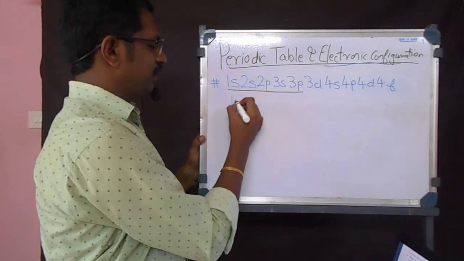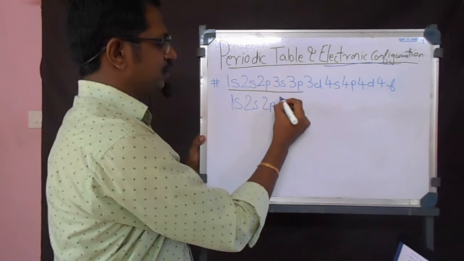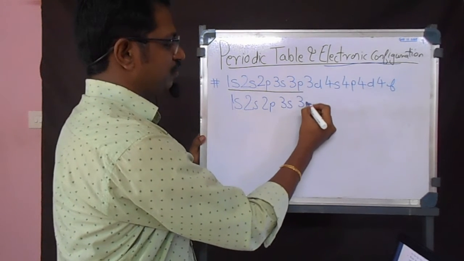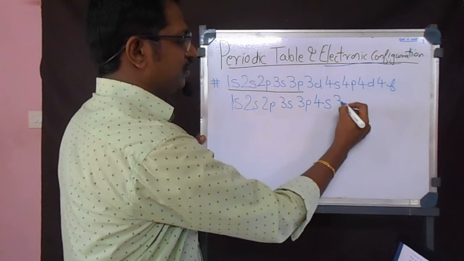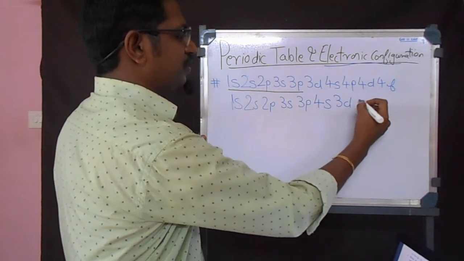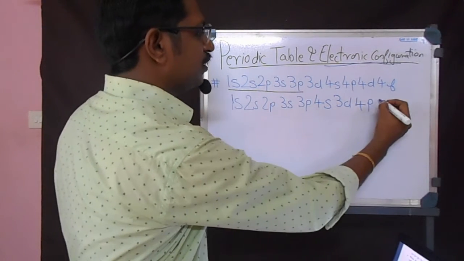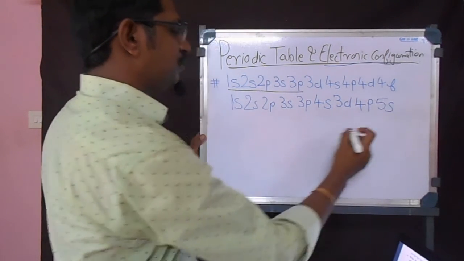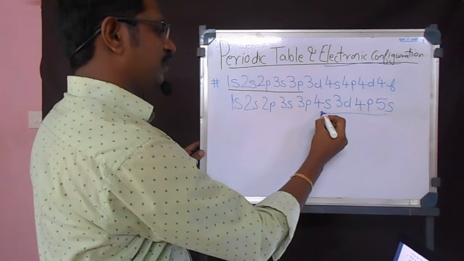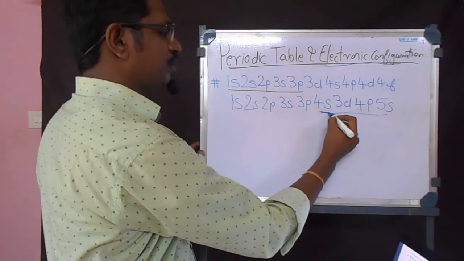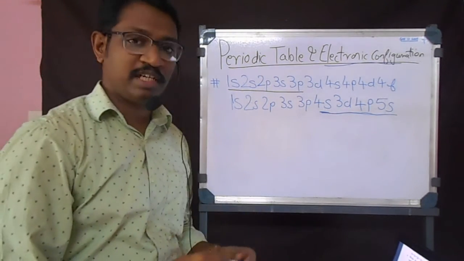The energy order is then 1s, 2s, 2p, 3s. After that the 3p subshell comes in. Until here it was fine. After that it is 4s, and then 3d. After 3d it is 4p. After 4p it is 5s. So you see there is a change here. After this there is a change. That is why I told you this is the actual energy level order.